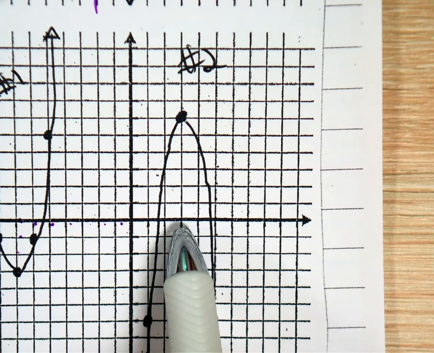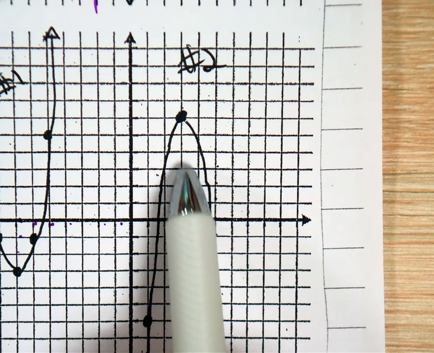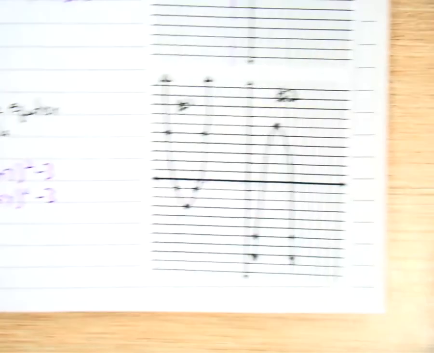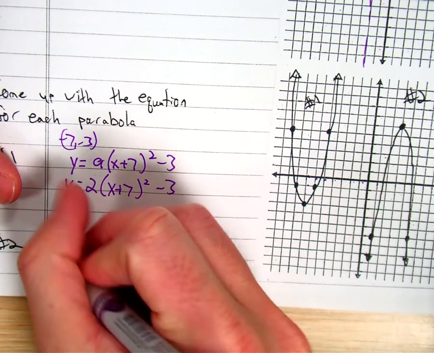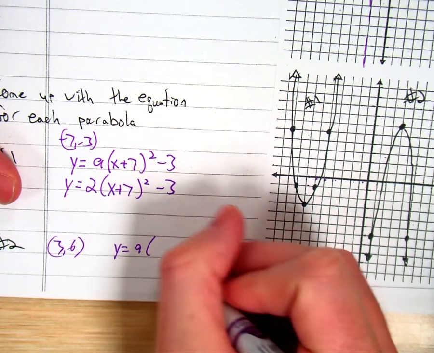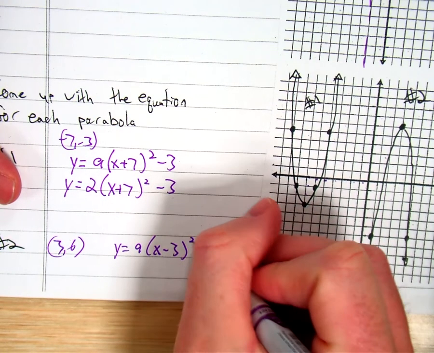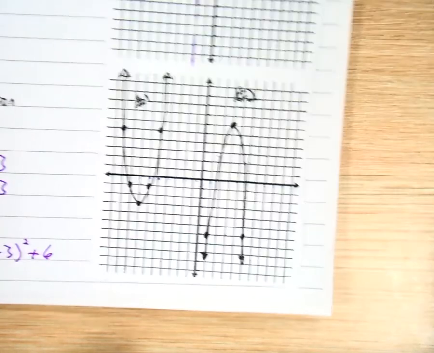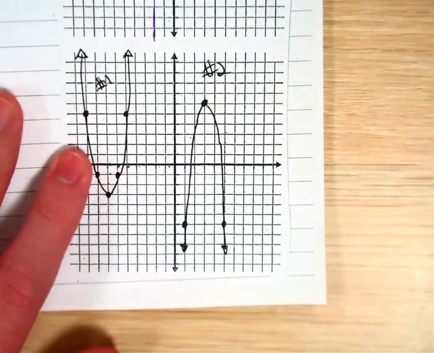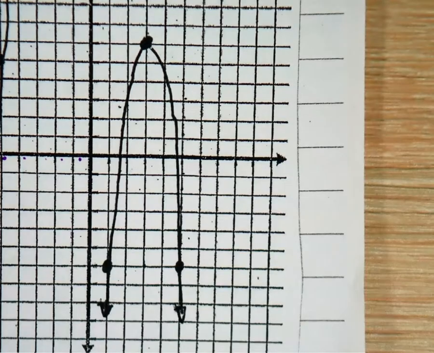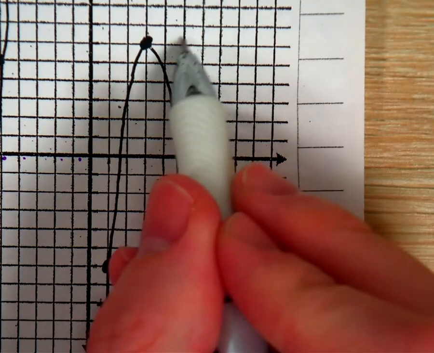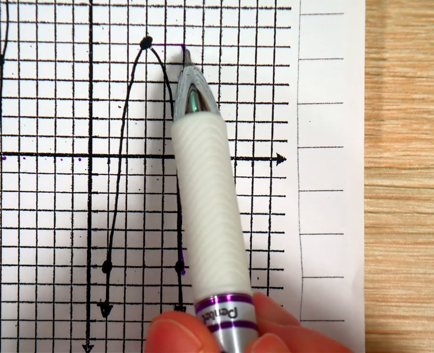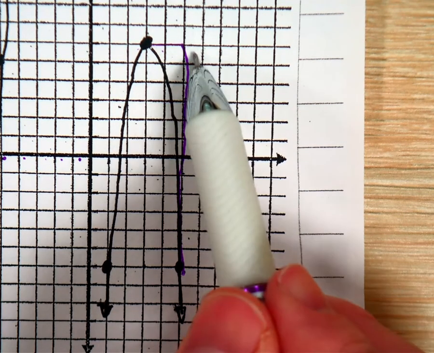So first off, 1, 2, 3, 1, 2, 3, 4, 5, 6. 3, 6. So we should be at y equals a times opposite x minus 3 squared plus 6. Now to find that a. All right, how far over are we here? We are over 1, 2. We're over 2. So 2 squared is normally 4. We expect to go up 4.